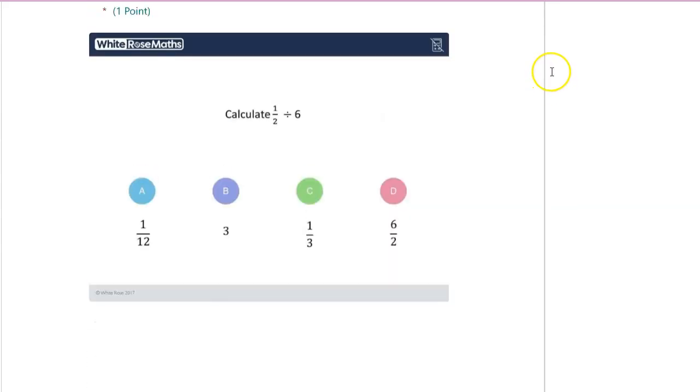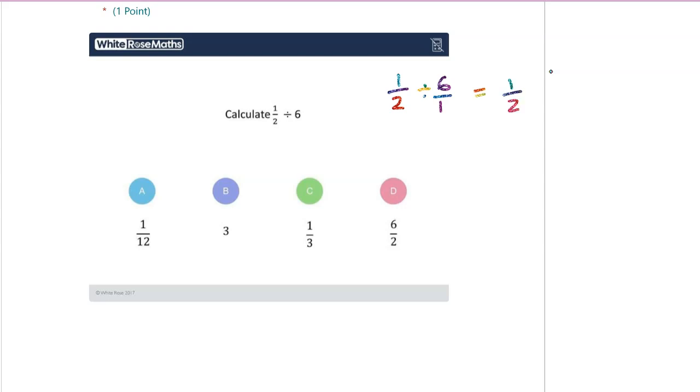1/2 divided by 6. Division is multiplication by a reciprocal. Most of us know this when we're dealing with fractions, but sometimes we get confused when the thing I'm dividing by is just an integer, like the number 6. If I've got a half divided by 6, I can just think of that number 6 as 6 divided by 1. That would still be equivalent to the number 6.